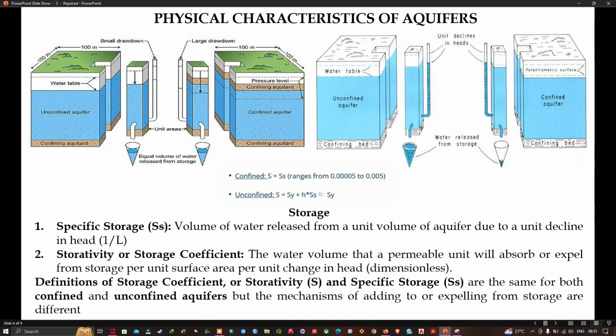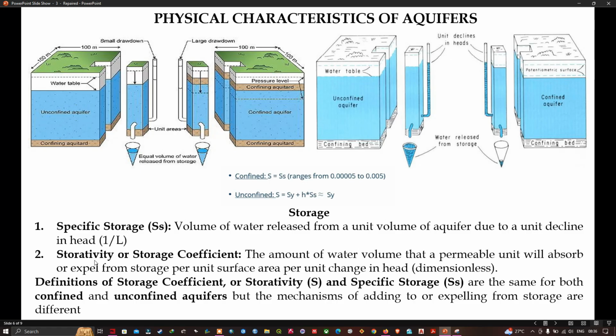You can say the storativity or the storage coefficient is the volume of water that a permeable unit will absorb or expel from storage per unit surface area per unit change in the head.